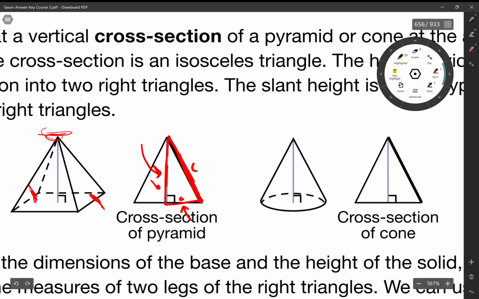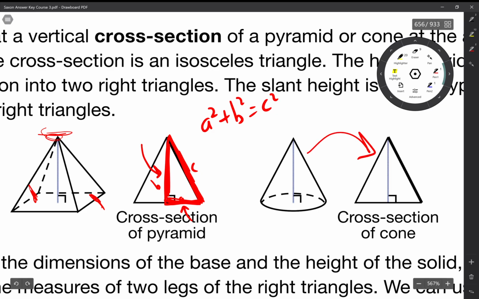So the height and the slant height are not the same. The slant height will be longer. But that also means we can use the Pythagorean theorem. If we know the base and we know the height, we can figure out the slant height. Likewise, if we know the slant height and we know the one base, then we can figure out the height of the pyramid. Okay? Again, Pythagorean theorem, a squared plus b squared equals c squared.